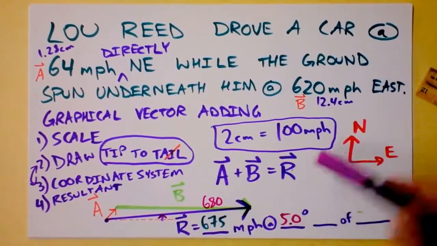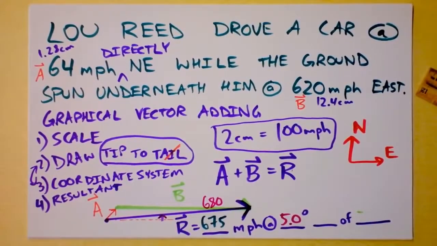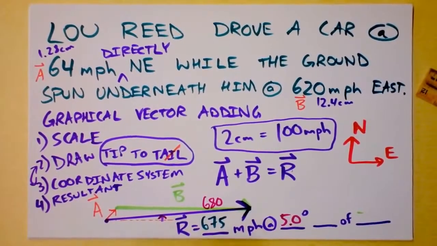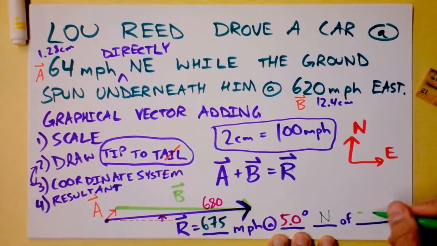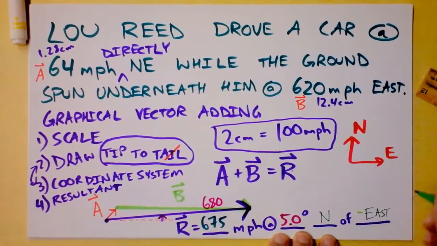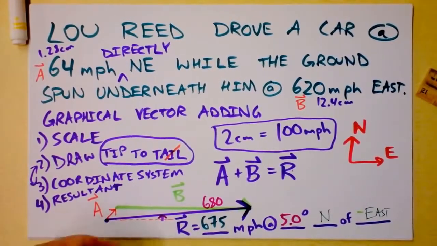So I can say, is it north of east or south of east by 5 degrees? It's very close to east, right? Very close to east. So I'm going to say that it's just 5 degrees north of east. It is only 5 degrees north of east because it's just barely up from the east direction. Anyway, that's how you add vectors graphically.